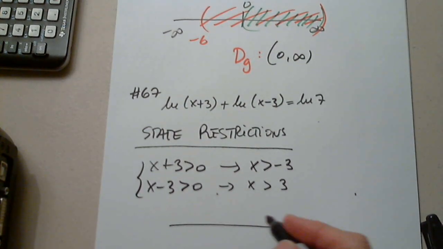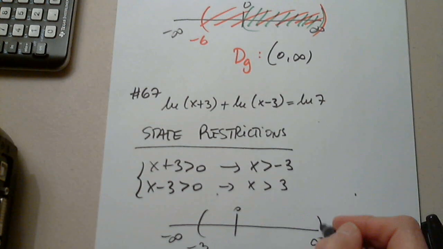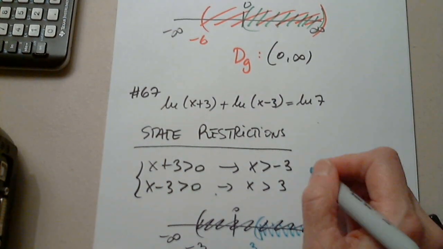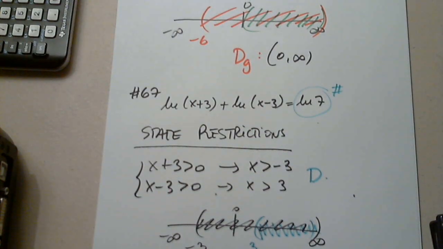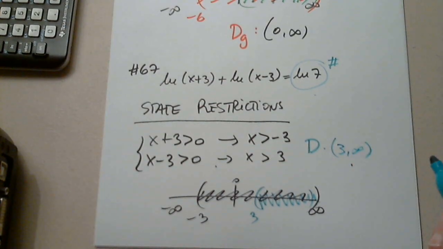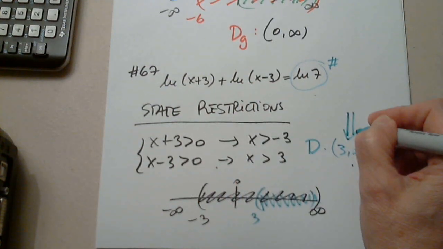If you have any doubts, you can always graph x greater than -3 and x greater than 3. What is the domain? There is nothing here. This is a number. It's 7, greater than 0. There is no restriction for that piece. I would have mentioned it, but there is nothing to write for that one. It's 3 to infinity. Of course, both colors. Good. So, if this equation has a solution, it must be here.